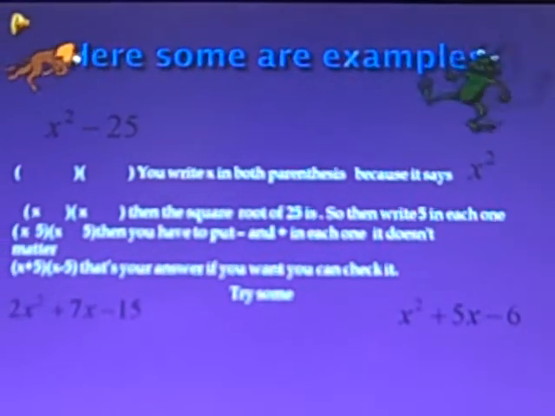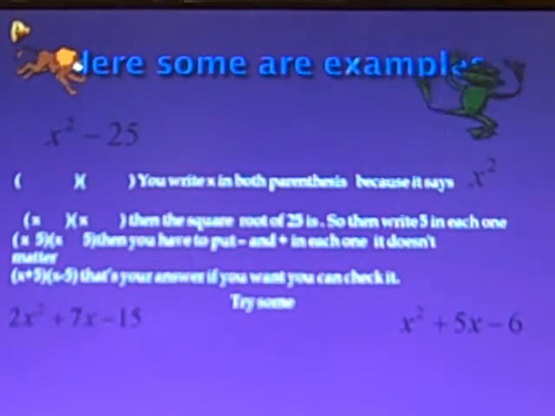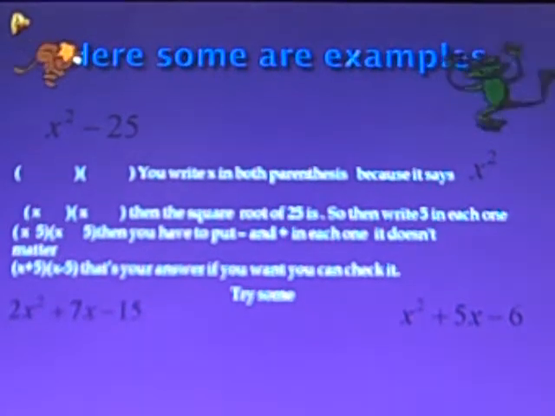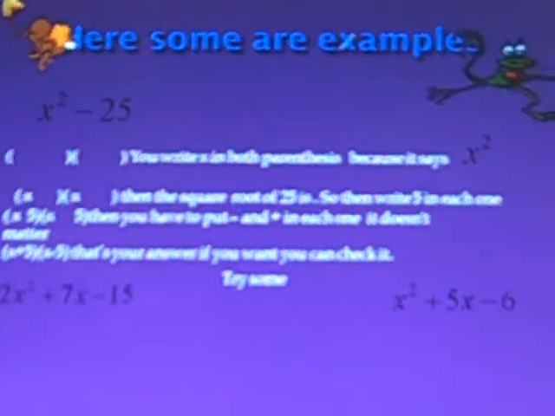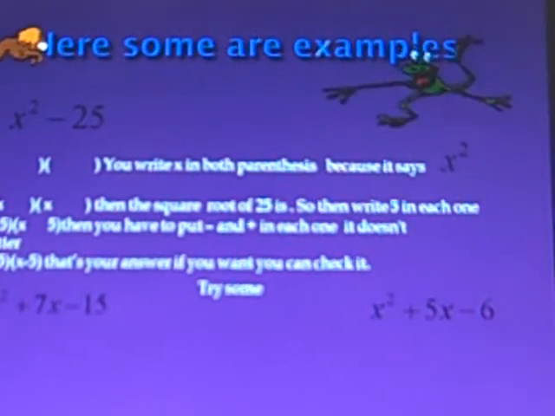Here are some problems you can try. 2x squared plus 7x minus 15. The second problem is x squared plus 5x minus 6.